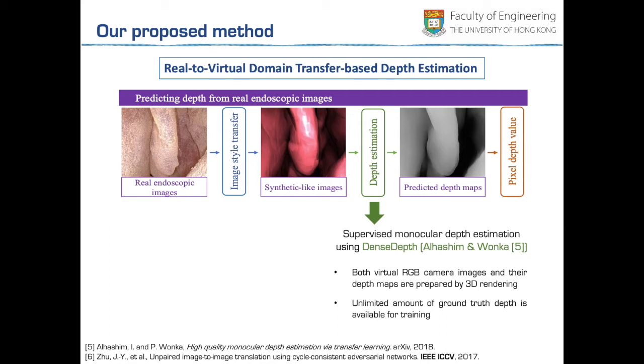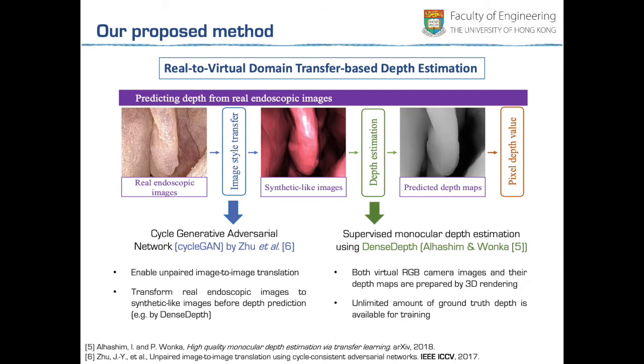Though bear in mind that during network testing, real endoscopic RGB images are fed into the depth estimation network instead of 3D rendered images, and they differ quite a lot in terms of image style. To address this issue, we employed an adversarial network that performed an image-to-image style transfer, such that endoscopic images are transformed into synthetic-like images prior to depth prediction by the monocular depth estimation network.